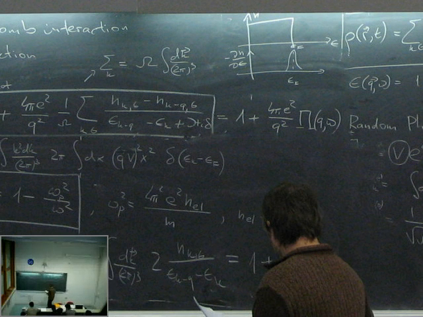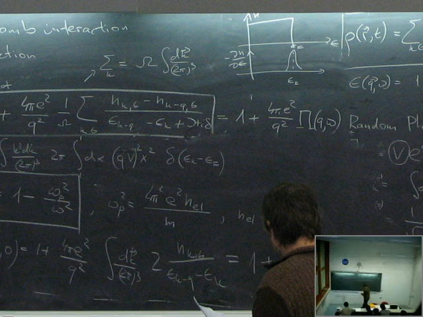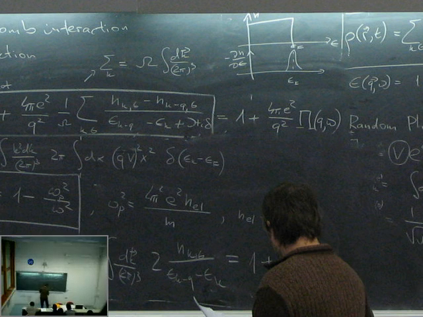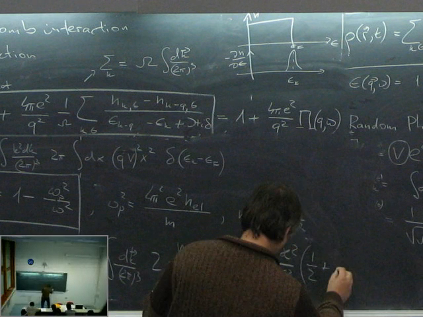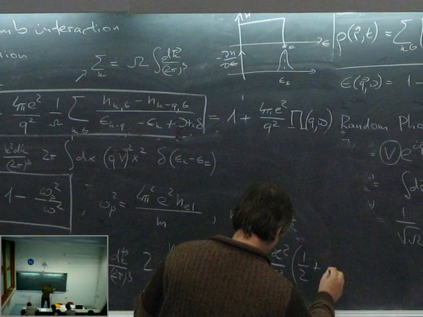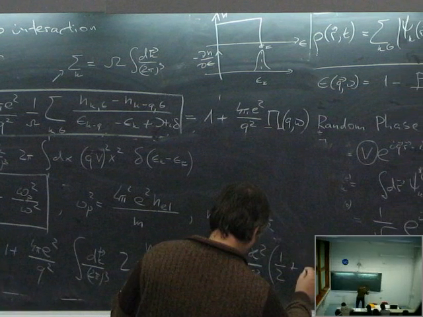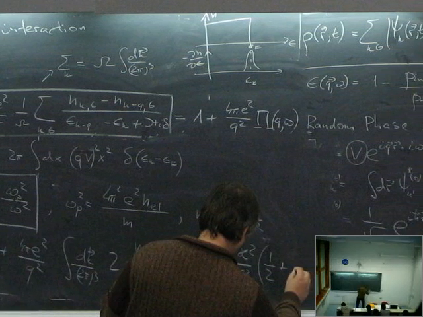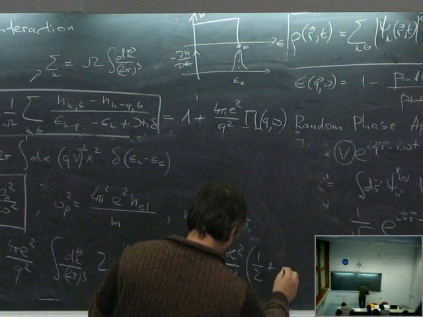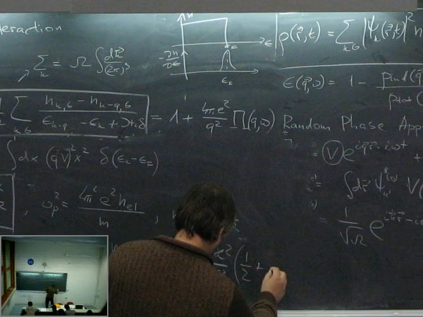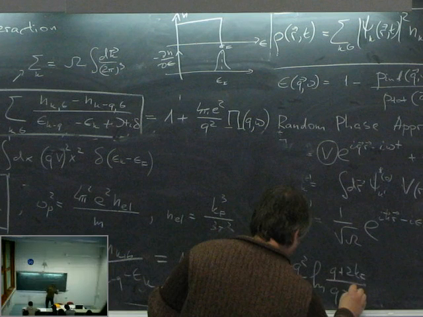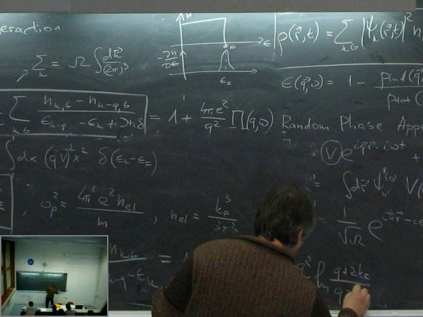Oh, let me write it down another way. It's kappa squared over q squared. And here there is a function: 1 half plus (4 kF squared minus q squared) divided by 8 kF q, logarithm of (q plus 2kF) over (q minus 2kF).